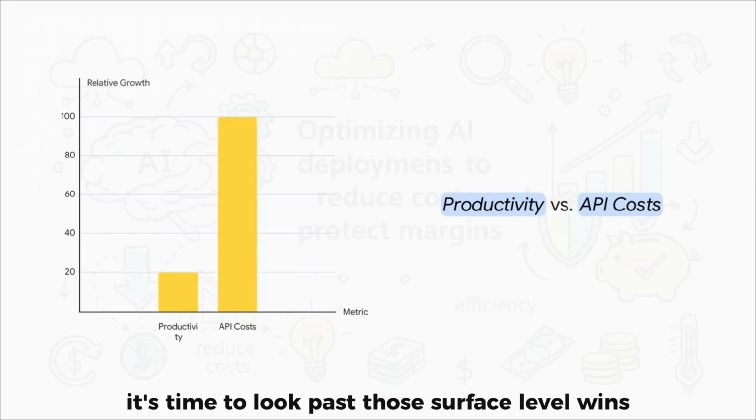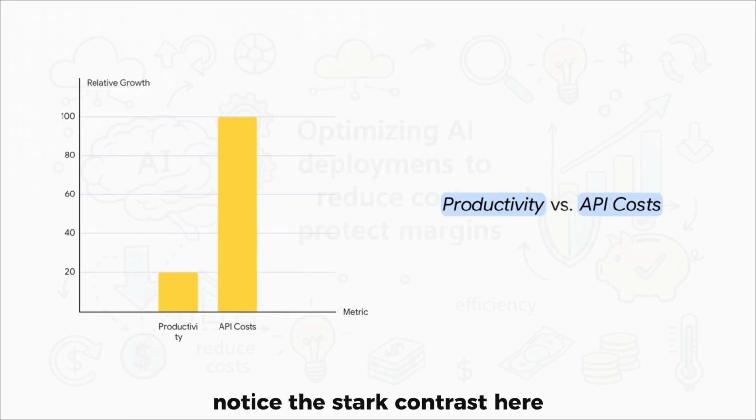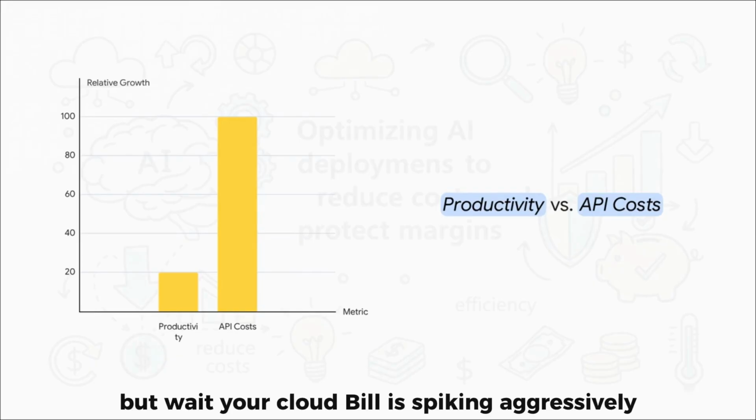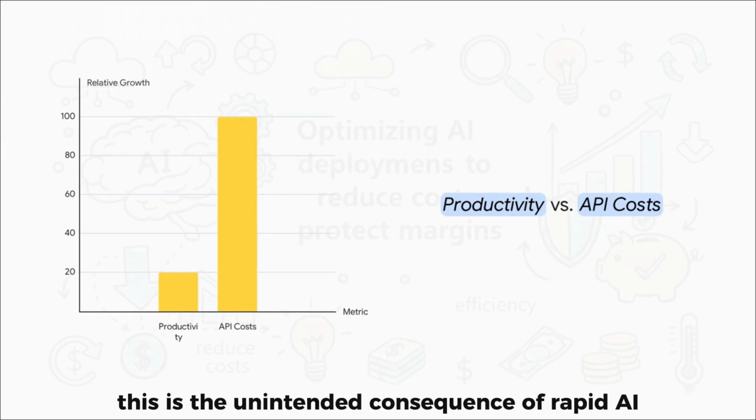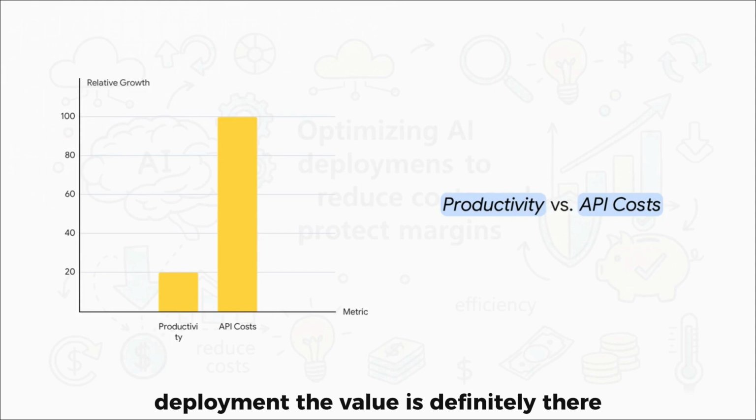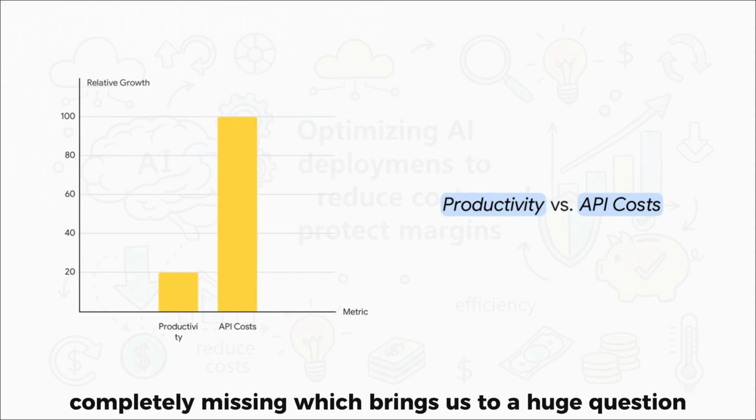It's time to look past those surface-level wins. Notice the stark contrast here. You and your team are probably celebrating a really solid 20% productivity boost. Awesome, right? But wait, your cloud bill is spiking aggressively. It's scaling much faster than your revenue. This is the unintended consequence of rapid AI deployment. The value is definitely there, but the cost management infrastructure is completely missing.